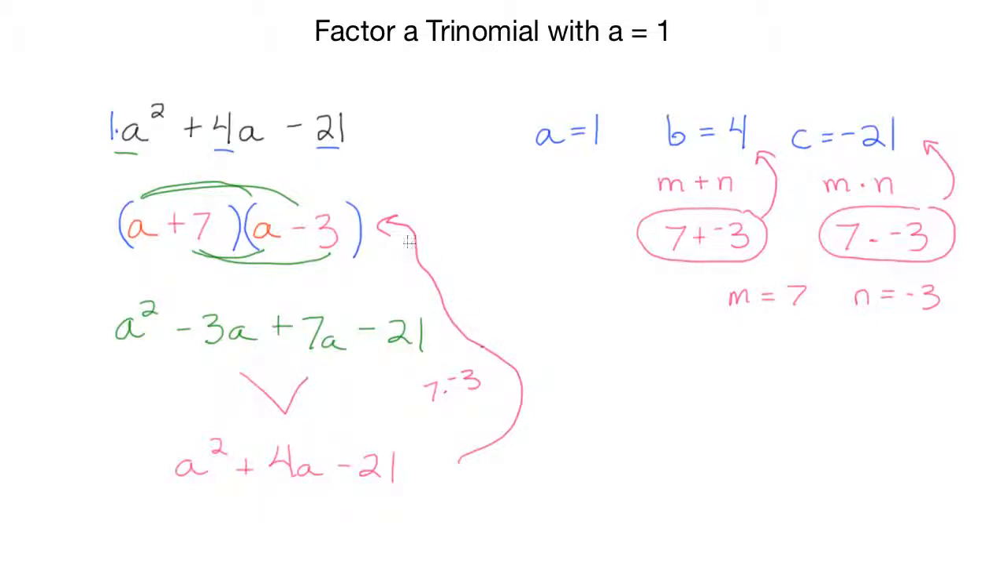All right, but we got it. We worked it out. We checked it. We pointed out why this method works again. So my final answer is a squared plus 4a minus 21. I can rewrite that trinomial as two binomials multiplied together: a plus 7 times a minus 3.